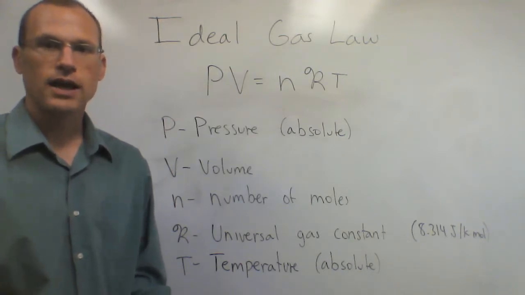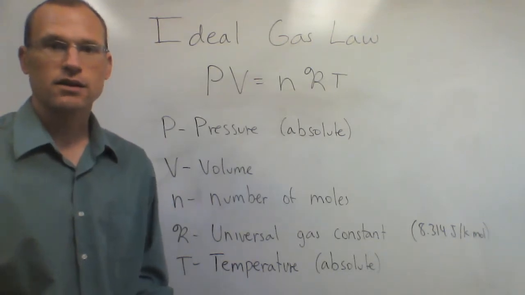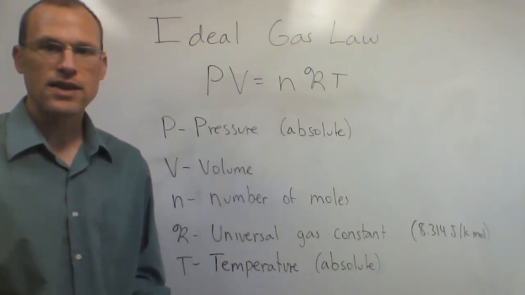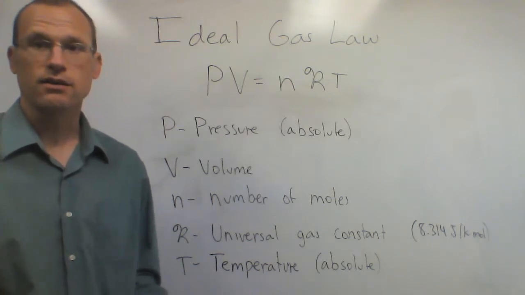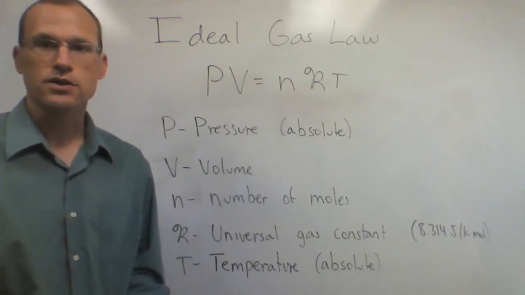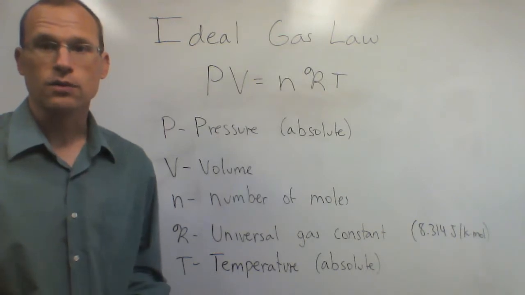V volume, n number of moles. R is my universal gas constant. You might recognize that guy, 8.314. And then T is the temperature. Again here, absolute temperature, meaning that it needs to be in kelvins if we're dealing with SI units, or Rankine if you're dealing with US units.